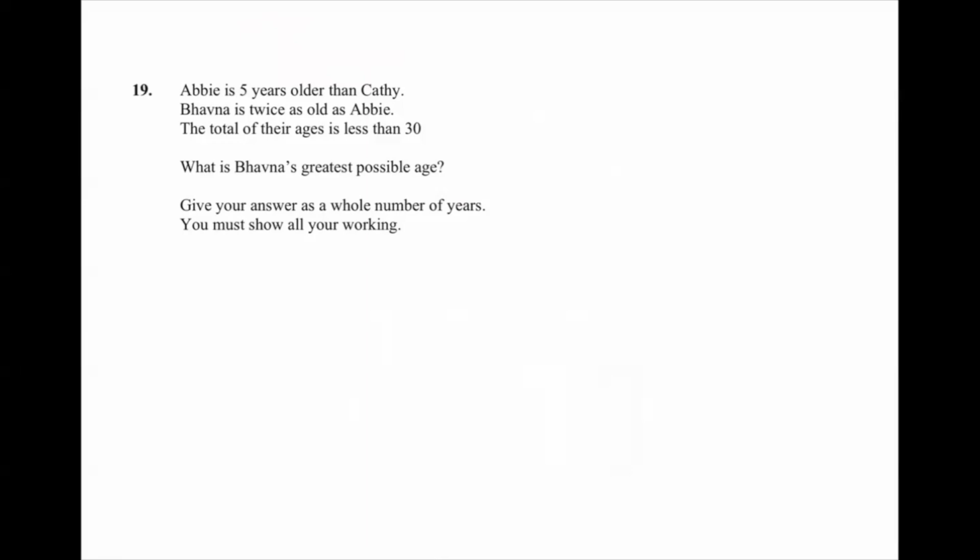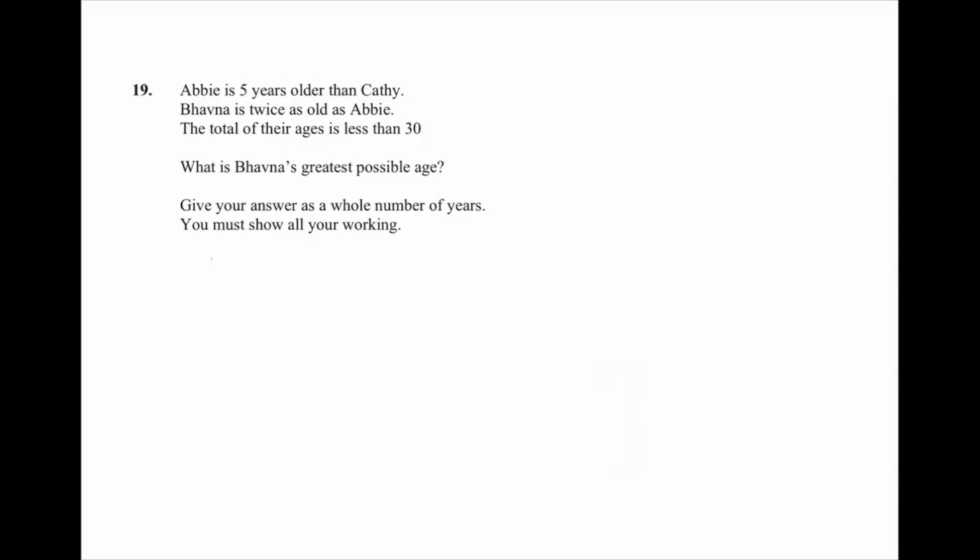So Abby is 5 years older than Kathy, and Bhavna is twice as old as Abby. So if I knew Abby's age, I'd know Bhavna's age. And if I knew Kathy's age, I'd know Abby's age. Kathy's the problem here. If I knew Kathy, I'd know everybody else. This is algebra, and it's not obvious.